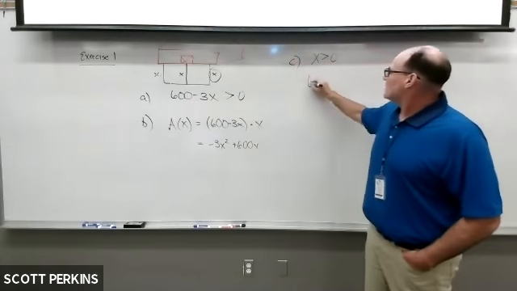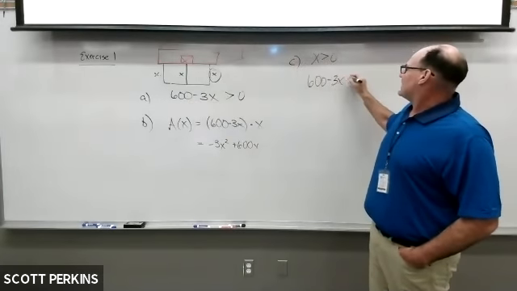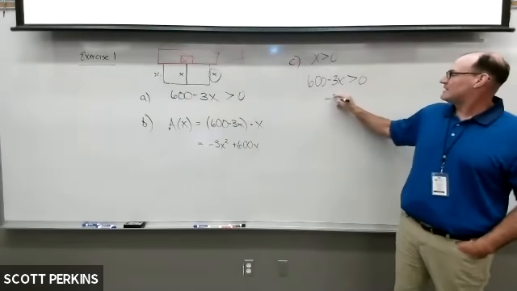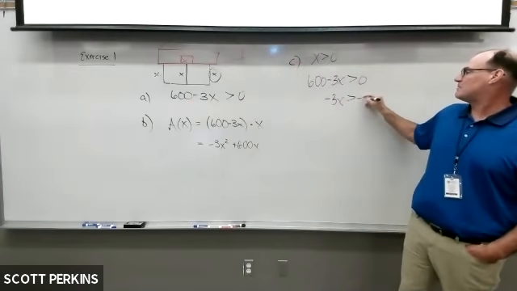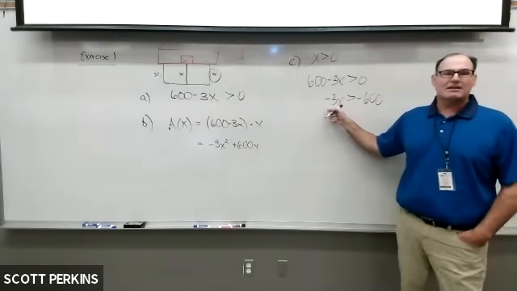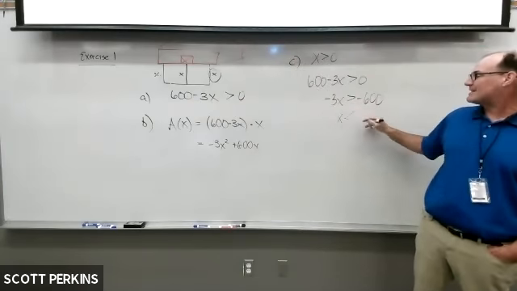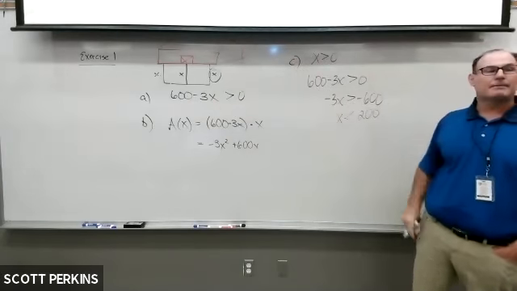So 600 minus 3x has to be bigger than 0. And when I solve this, I'm going to subtract the 600. So negative 3x is bigger than negative 600. Divide both sides by negative 3, and I have to flip the sign now. So x is less than 200.